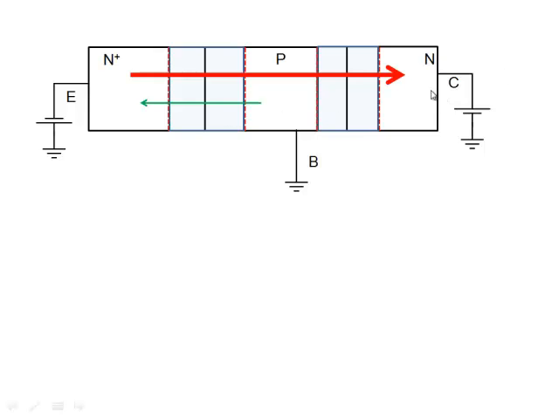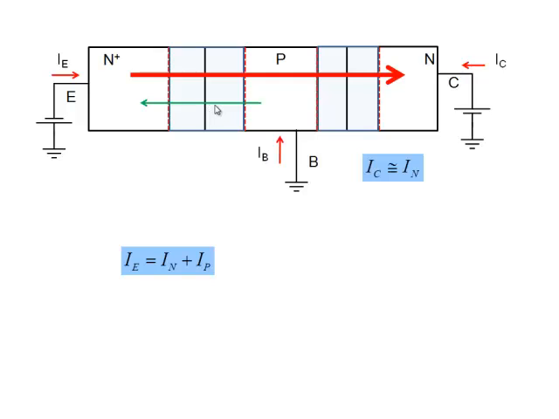So I have a current here that is almost independent of collector voltage, doesn't change with collector voltage, and is very sensitive to emitter voltage here. So I'm seeing a transistor action here. Again, IC will be predominantly equal to IN. This is my IN here. And emitter current will be made up of IN plus IP. These are the two components of emitter current. Collector current is simply equal to this here, IN. And base current will be equal to this current here.